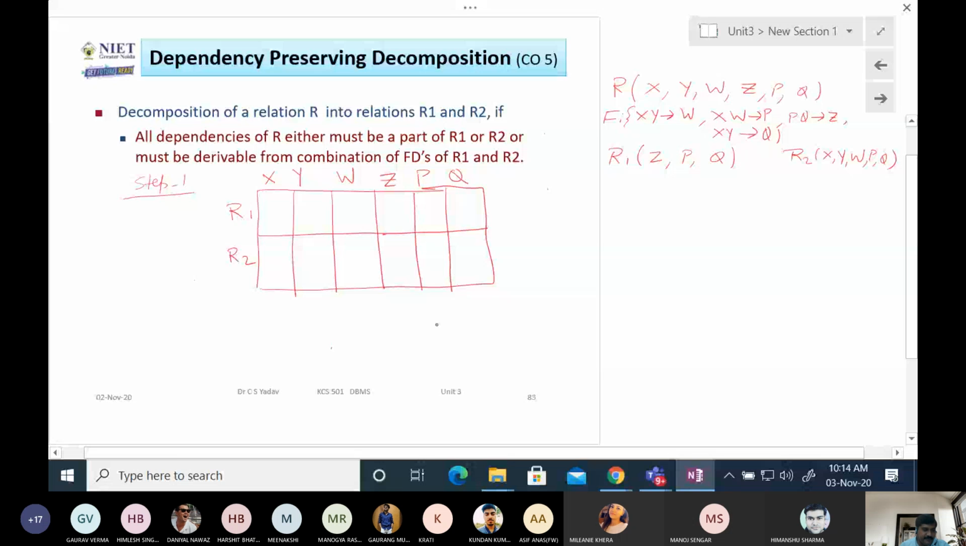Himanshu, yes sir, the first step is clear. Now tell me about the second step.